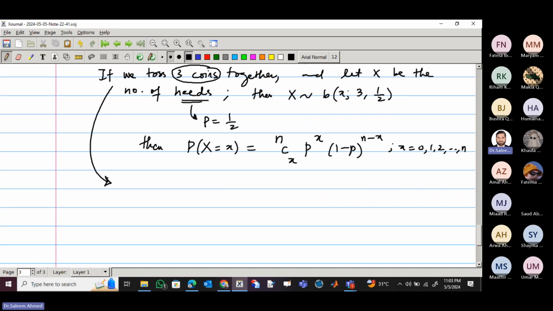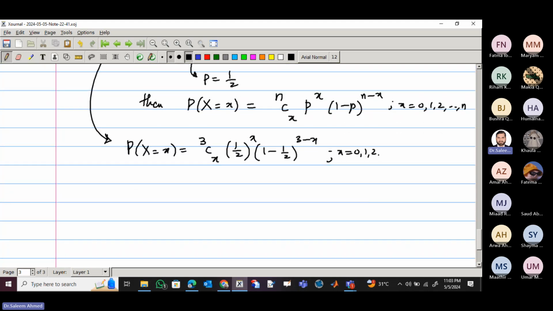So for this example, if they ask me what is the probability of x successes, x heads, it will be 3Cx. P is 1/2 to the power x, and 1 minus 1/2, which is again 1/2, to the power 3 minus x. And x will go from 0, 1, 2, and 3 only. Okay, up to 3. Now you can ask me anything. You can ask me what is the probability that 2 heads occur. Let's say they ask, find the probability of getting 2 heads in 3 tosses. It means you have to find probability of x equal to 2, right?